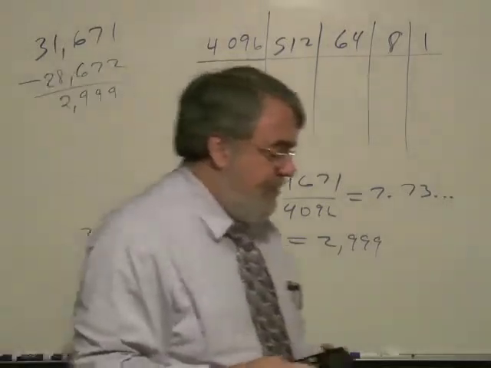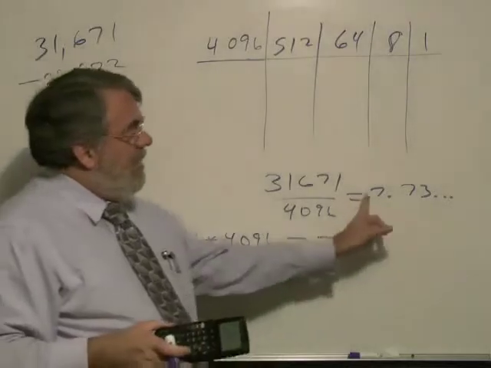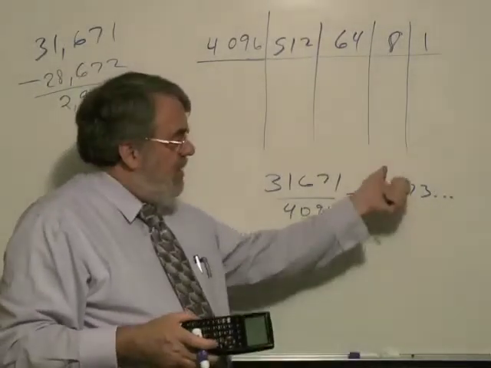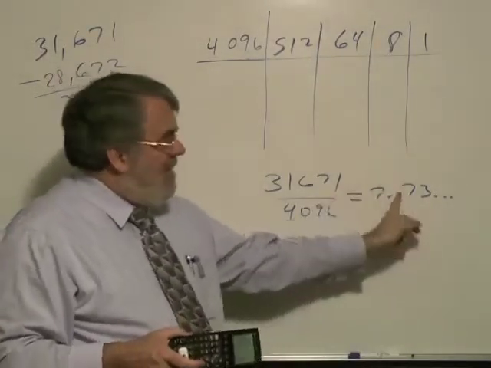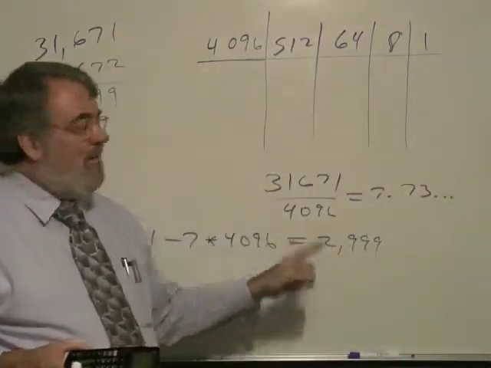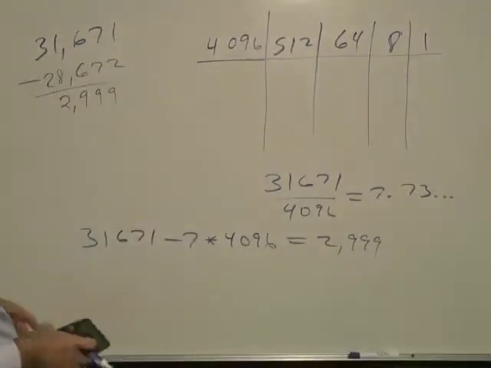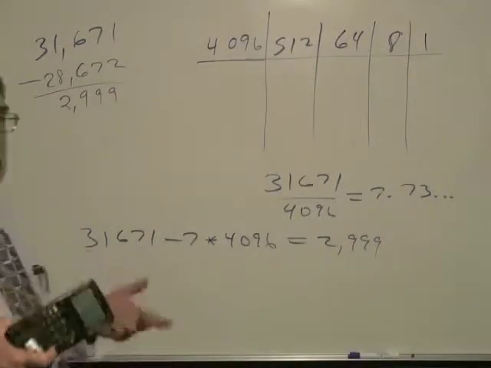Almost 3,000. I could have also gotten this number by using all these decimal places, subtracting 7, and multiplying the decimal part remainder by 4,096, and you should get 2,999. So you can experiment on that, see which way you like the best.